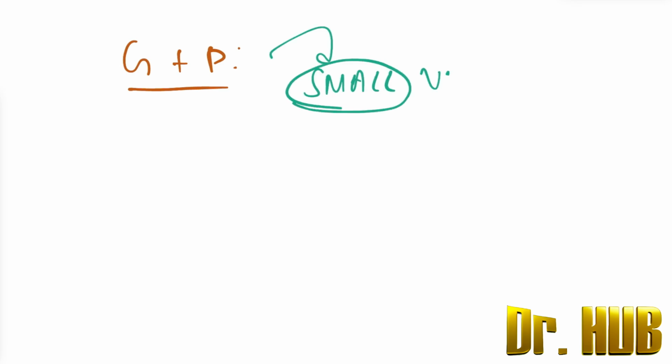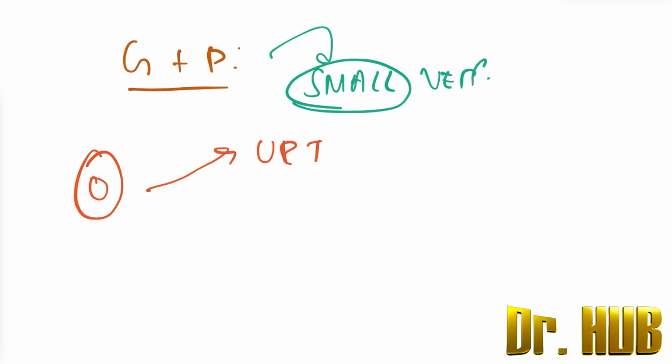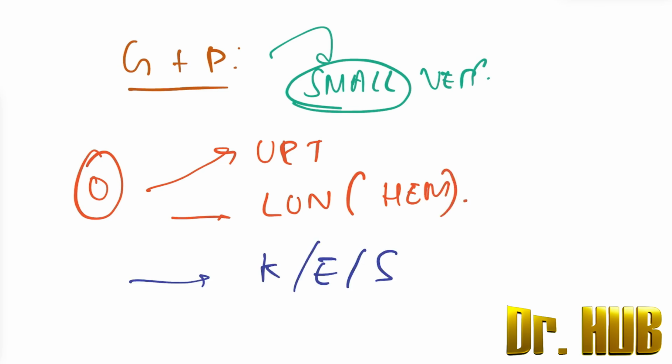Next, we go to granulomatosis with polyangiitis. Here the vessels involved are mainly the small vessels, a small vessel vasculitis. What are the organs involved? The organs involved are the upper respiratory tract, URT, and the lungs, which present with hemoptysis. Then there is involvement of the kidney, the eye, as well as the skin.